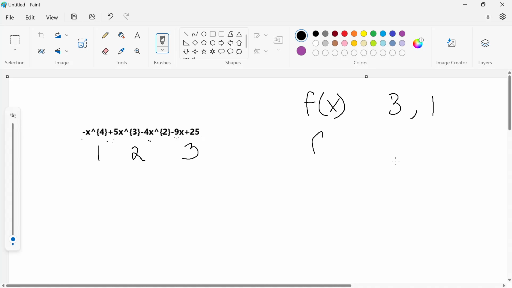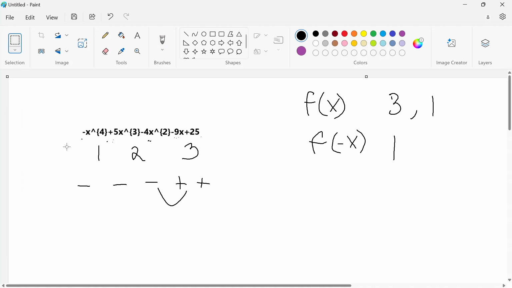And then f of negative x, in other words, I'm going to change the sign of any x that has an odd power. So this one is still negative, this is negative, this is negative, this is positive, this is positive. And how many sign changes are there? Just 1. So this has 1 negative real root. So it is going to be worthwhile to find upper and lower bounds.